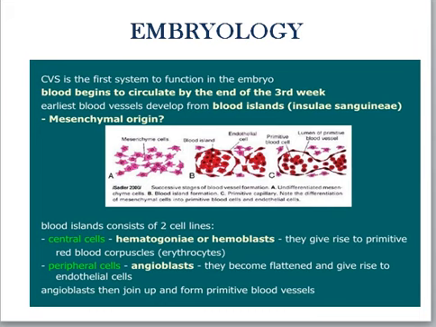The earliest blood vessels develop from blood islands that are of mesenchymal origin. A blood island consists of two cell types. The central cells, called hemogenic cells or hemoblasts, give rise to primitive red blood corpuscles, erythrocytes or RBCs. The peripheral cells, also called angioblasts, become flattened and give rise to endothelial cells. Angioblasts then join up and form active blood vessels.